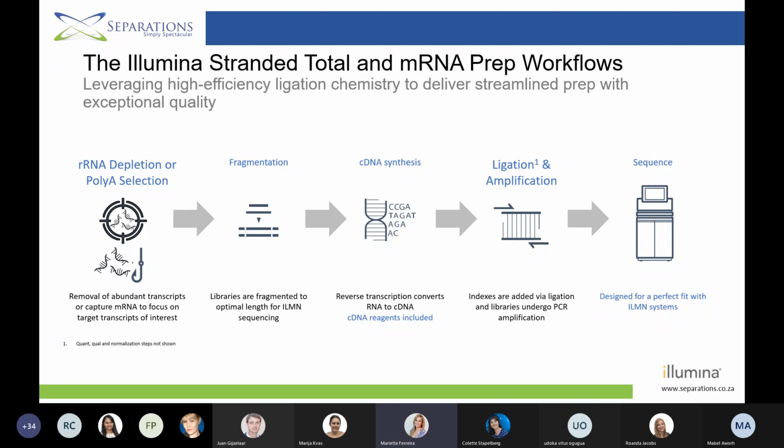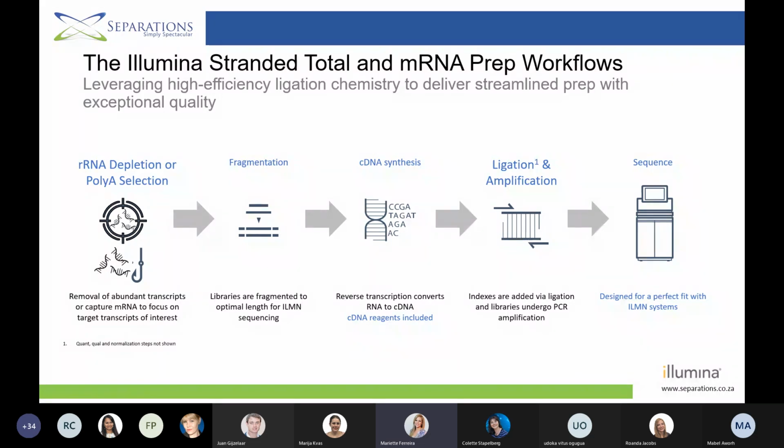For the workflow of both total and mRNA preps, we would either do an rRNA depletion if we want to look at total RNA sequencing, or we would capture the mRNA by its poly-A tail if we want to do mRNA sequencing. Then, as with all other library preps, we go through a fragmentation step, and then cDNA synthesis with reverse transcription to convert our RNA into complementary DNA.